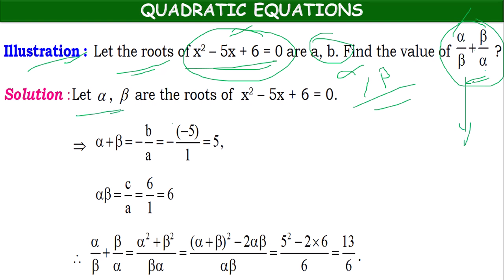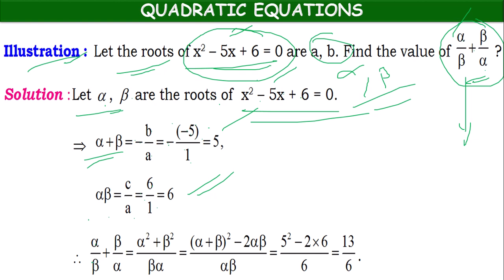So alpha, beta are the roots of this equation. So alpha plus beta means sum of the roots, formula minus b by a, minus b value minus 5, minus of minus 5 by a value 1, minus into minus plus, 5 by 1, 5. Alpha beta, product, equal to c by a, which is equal to 6 by 1, which is equal to 6.